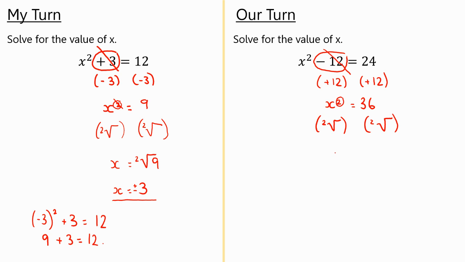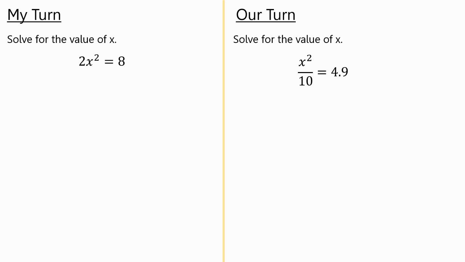When you square root x squared, you're left with just x. That gets rid of our squared there, which is what we need. And we want to find out what the square root of 36 is. So what number, when you times it by itself, do you get 36? Well, that is 6. Remember, this could be positive or negative 6. Okay, x is equal to 6.